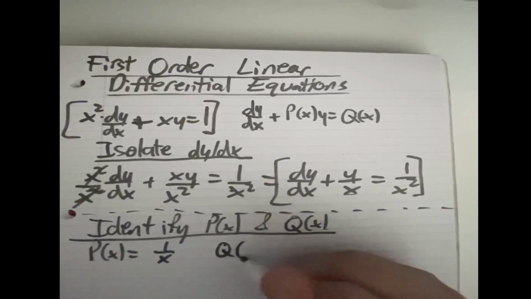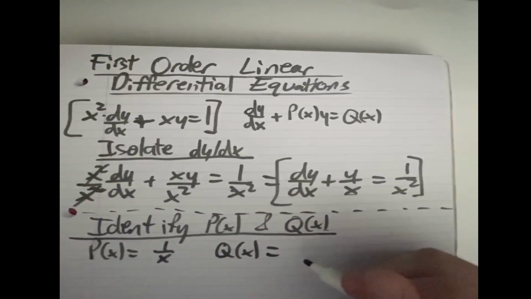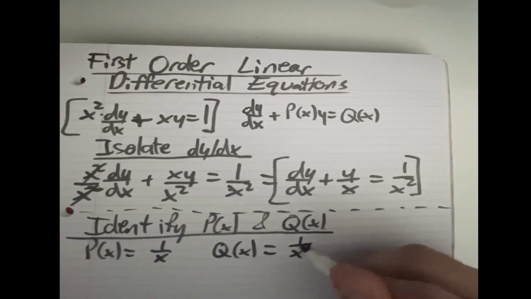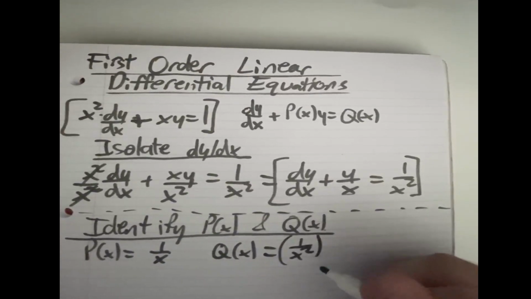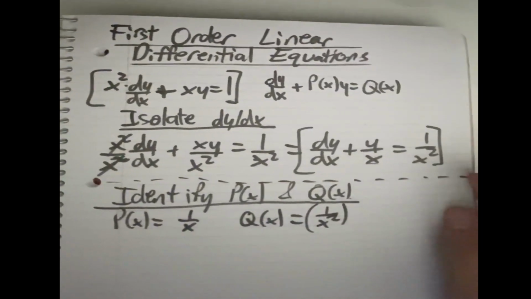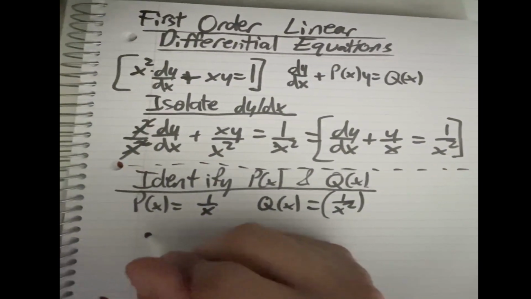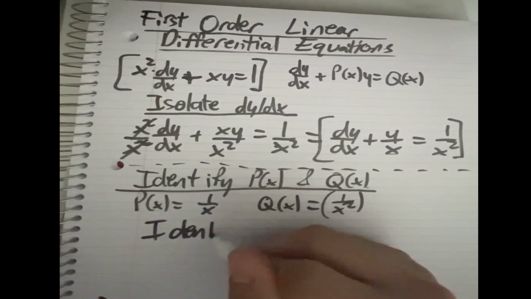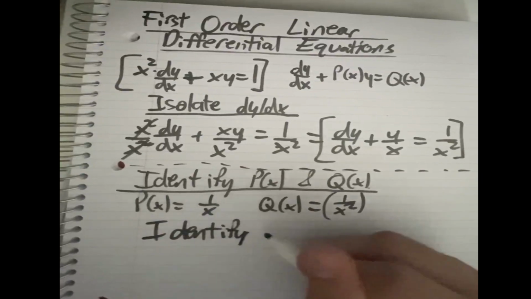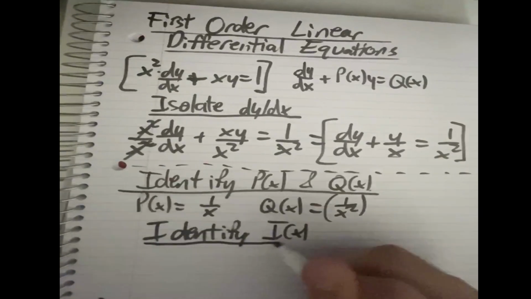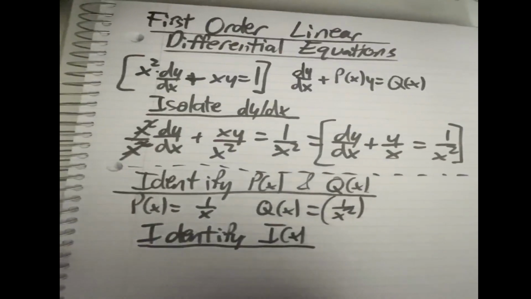And our Q of x would just be 1 over x squared. And do not include y for P of x, just include the x term. Our next step would be to identify the integrating factor, which will be noted as I of x. Identify the integrating factor I of x.